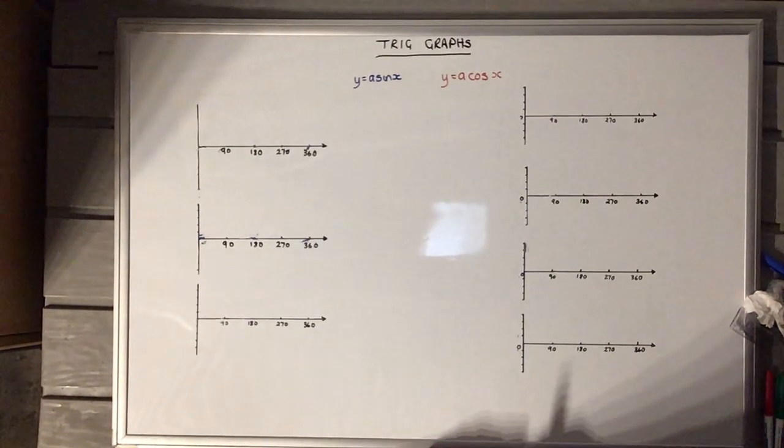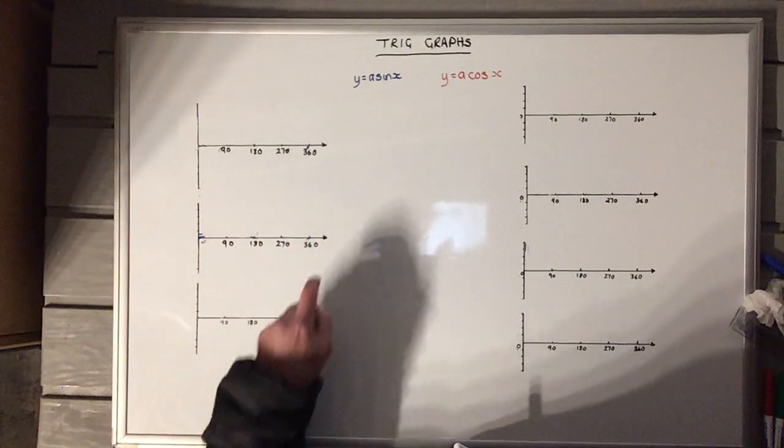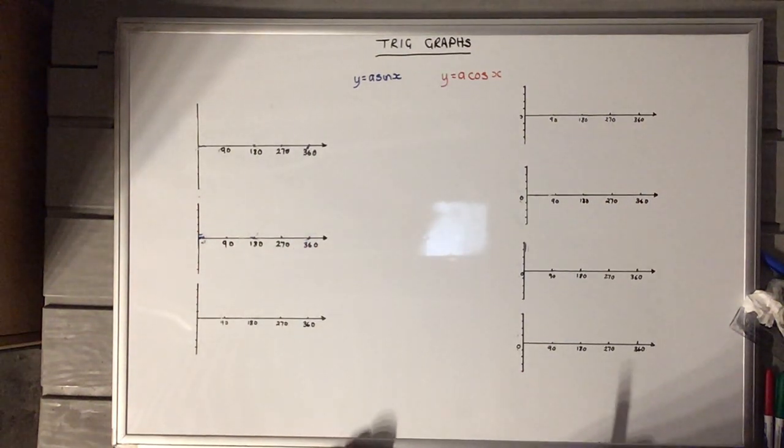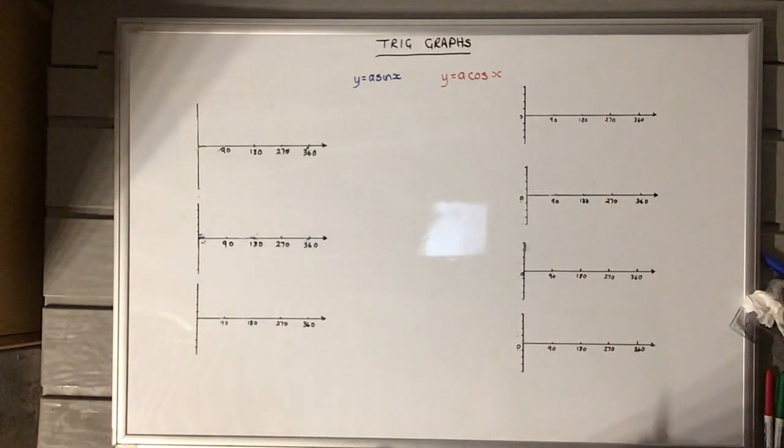Okay, this is the second video on trig graphs. Now, the first video showed you how we came across the standard graphs, which are y equals sin x and y equals cos x, and the tan graph as well. In this video we're going to look at the ones of the form y equals a sin x and y equals a cos x. Now I could do tan as well, but tan is just the same thing, but they're harder to draw. So I'm just going to concentrate on sine and cosine.